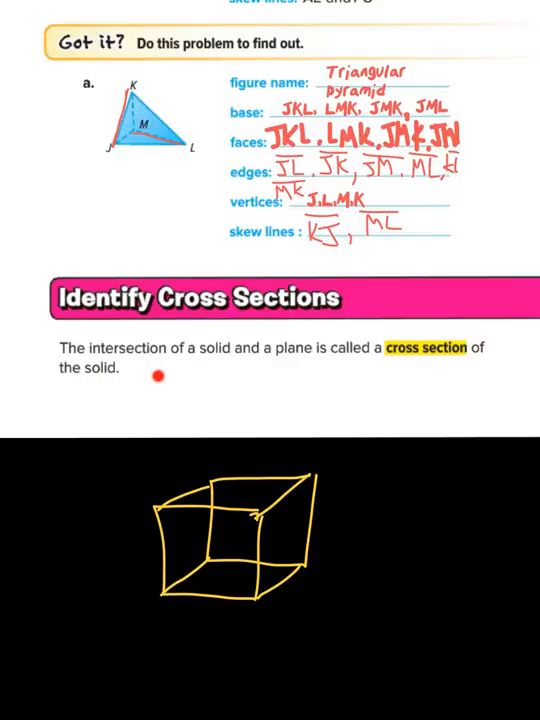The intersection of a solid and a plane is called a cross-section of the solid. So let's say we have this solid box right here, and I decide to cut it right here, and I want to address the one point right through the middle, right there. Okay, I want to know this specific point right here. We call this a cross-section. I've cut it down the middle, and I want to know this cross-section right there. That's what we mean.